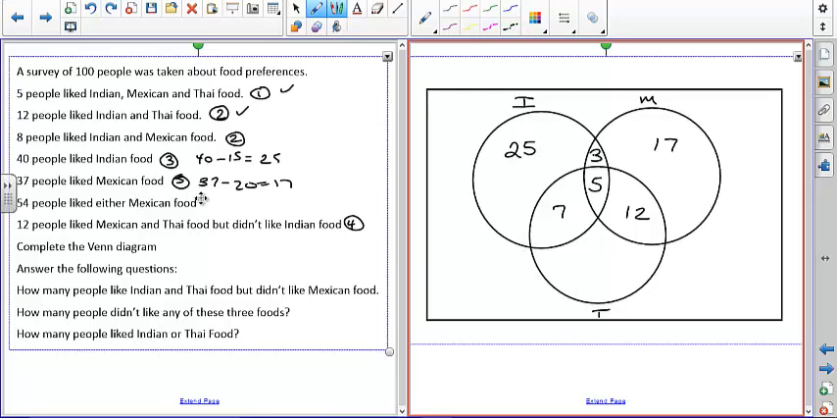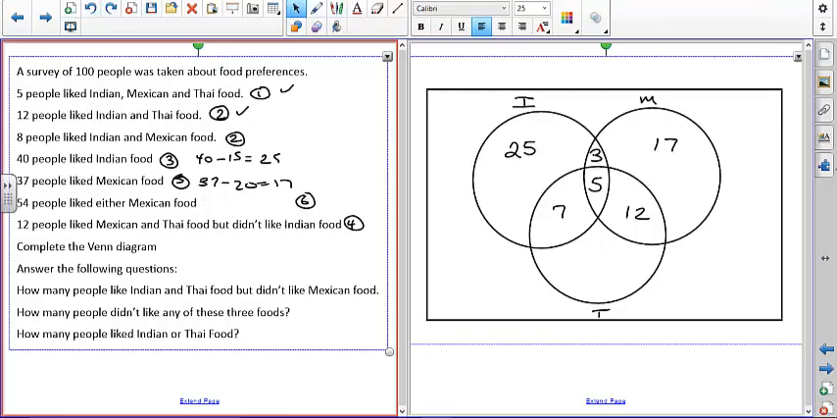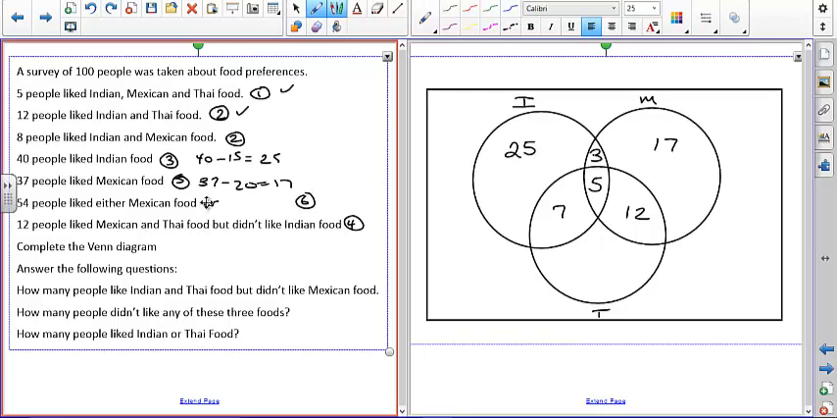And then we can use the OR, the next to the last one, 6. 54 people liked either Mexican or Thai. Did I miss something here? I don't know where that disappeared. So this should be Mexican or Thai. Yeah. Again, this is the only one I don't have to consider.